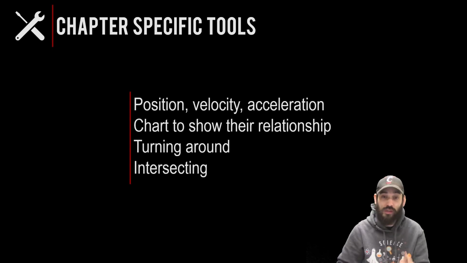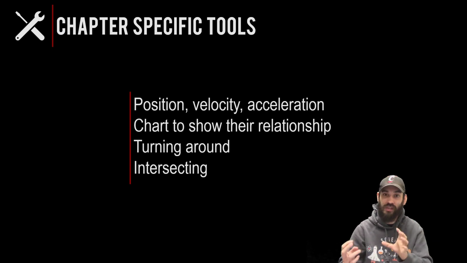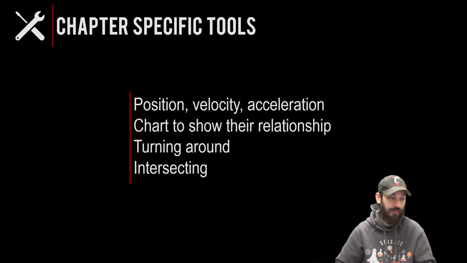Okay, one last tool for the physics. What does it mean for two objects to intersect each other or to collide? That means that they're going to be in the same place at the same time. And we talked about the ways that we can represent this mathematically. Okay, so now we have all of our tools laid out. Let's talk about some tips.